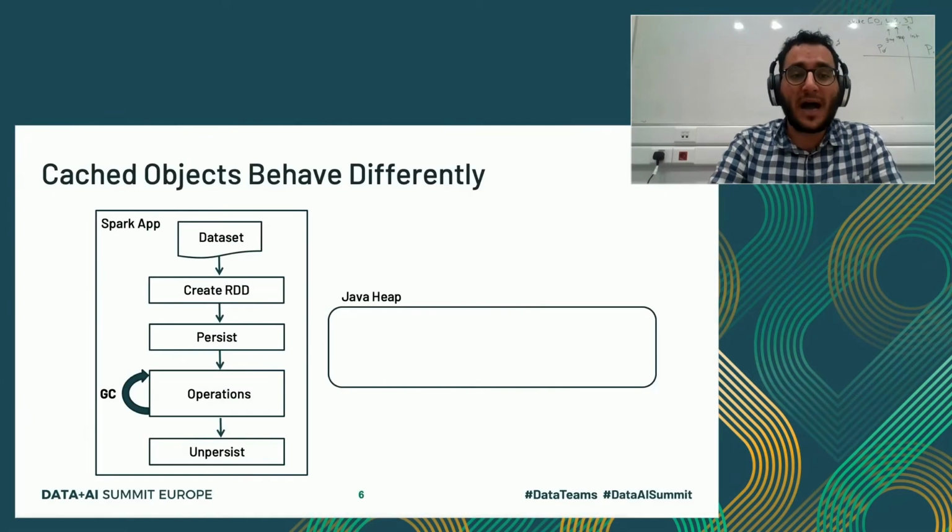In order to answer this question, first take a look at an example of a Spark program. Here we have a Spark application. We load some dataset, we create some RDDs, then we persist these RDDs, and then we perform operations over these RDDs, and finally we persist.